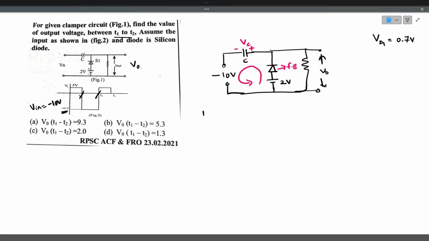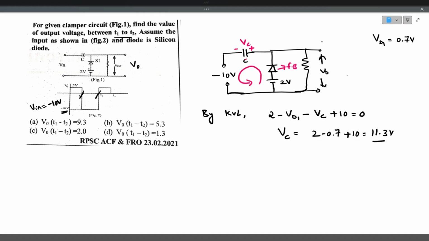So by applying Kirchhoff's voltage law, by KVL, we get 2 volts minus Vd1, the diode cut-in voltage, minus Vc plus 10 is equal to 0. So here the capacitor voltage Vc will be 2 minus 0.7 plus 10, which is equal to 11.3 volts. This is the capacitor voltage. When we get the capacitor voltage, it is easy to find the output voltage.